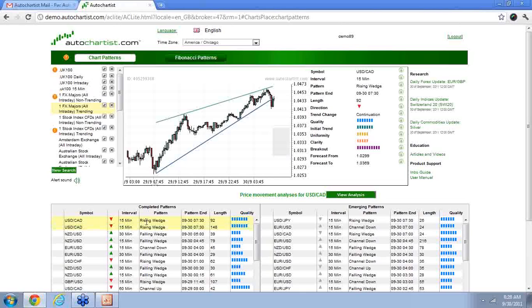So here's where I've prearranged my searches. You can see Autochartist has filtered out all the other trade patterns, and it's looking for only trending patterns, and that's rising and falling wedges, channel down, and here's a channel up. So there's all kinds of different searches here, but they're all trending searches.